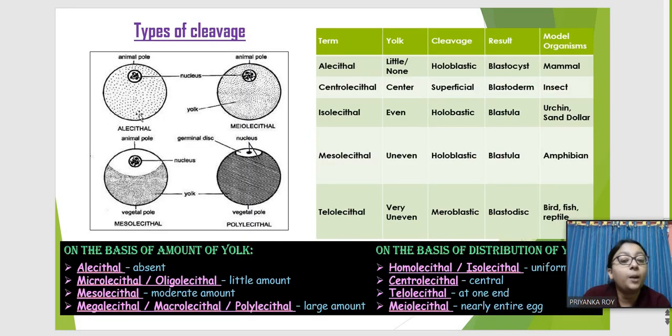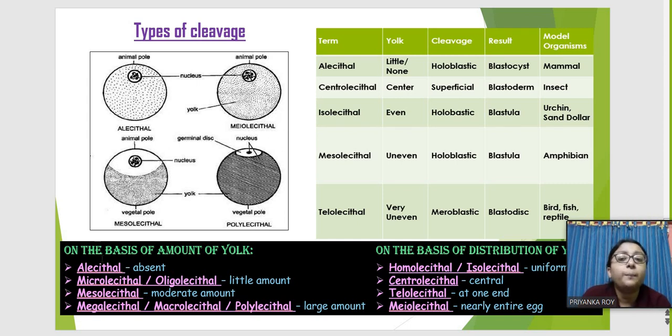Based on the amount of yolk present in the egg, types of cleavage can be decided. Yolk amount can vary from egg to egg, from species to species. Whenever there is absence of yolk, we call it alecithal. Like in our case, we do not have yolk in the egg because our nutrition comes directly from the mother's body through the placenta, and we do not need yolk for providing nutrition. So alecithal eggs are those where yolk is little or none.